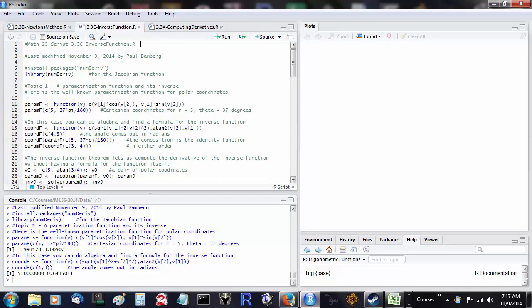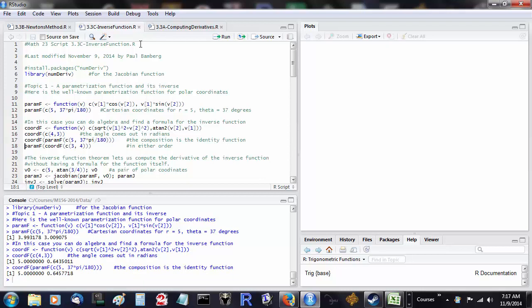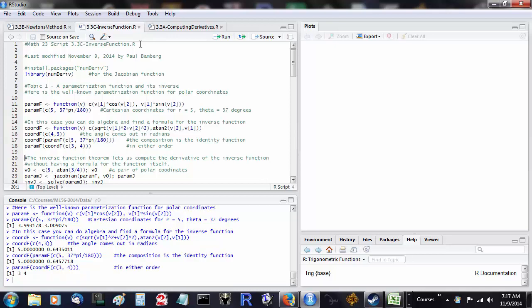If you start with parameters, compute x and y, and then use the coordinate function to get your parameters back, you discover, yes indeed, the composition is the identity function. And as is always the case when you have two functions that are properly inverses of one another, the order doesn't matter. If I first run the coordinate function on 3 and 4 to get the polar coordinates r and theta, and then run the parameterization function, I'm right back where I started.